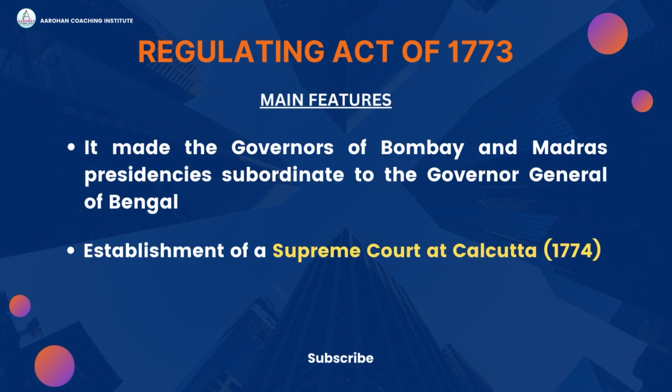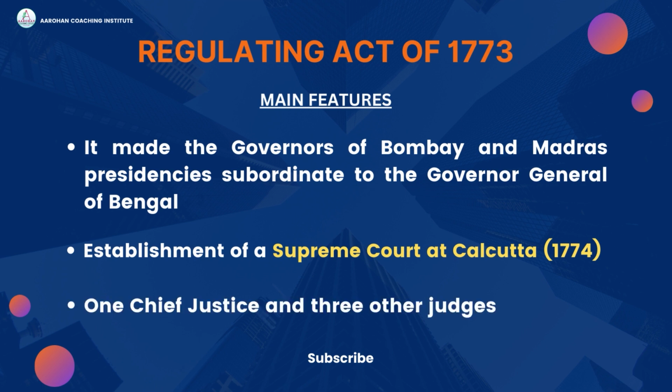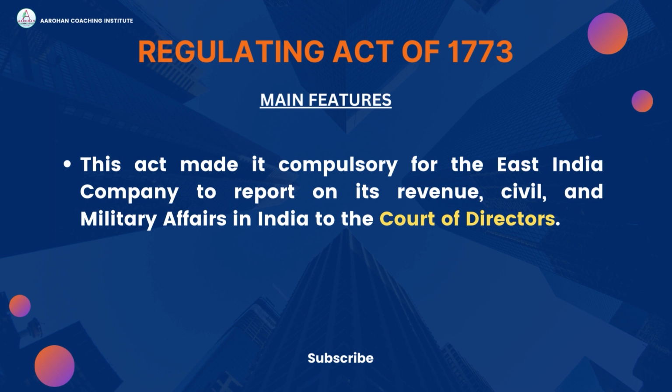It provided for the establishment of a Supreme Court at Calcutta, with 1 Chief Justice and 3 other judges. So the first Supreme Court of India was established at Calcutta in 1774. This Act of 1773 made it compulsory for the East India Company to report on its revenue, civil, and military affairs in India to the Court of Directors. So in short, the Court of Directors was the governing body. This is all that we need to remember from this Act.